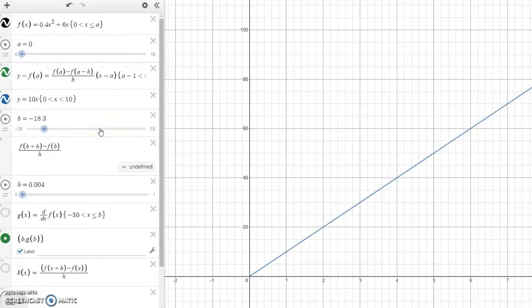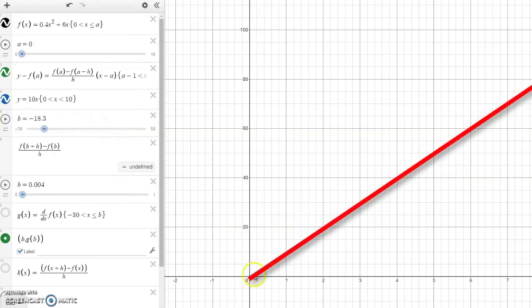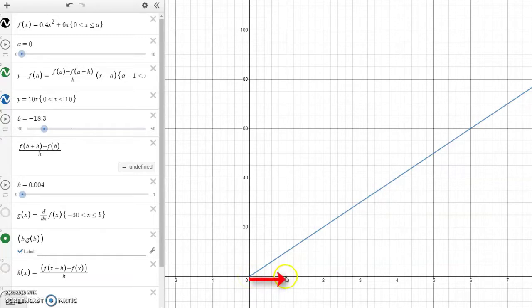So we have seen that the average speed of the runner was 10 meters per second. So what you're looking at in this graph is the graph of the line y equals 10x, representing that 10 meters per second average speed. That is, if you increase time by 1 second, distance increases by 10 meters. 1 second, 10 meters. 1 second, 10 meters. Constant speed of 10 meters per second was this runner's average speed.